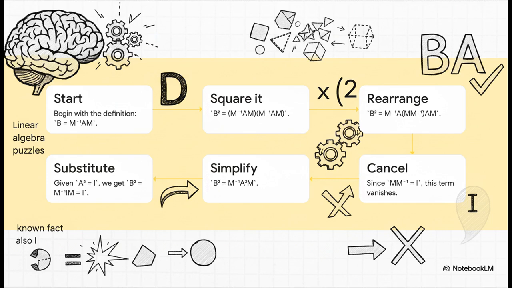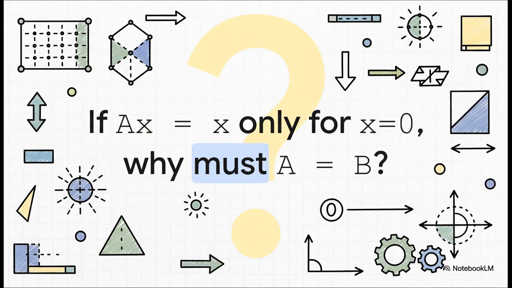We already know A squared is I, so we plug that in. And would you look at that? B squared is I. Done. Okay, that was the warm-up. Now for the really cool part.